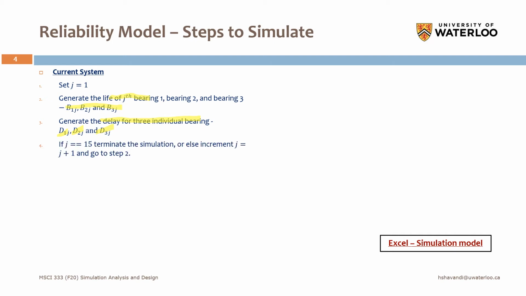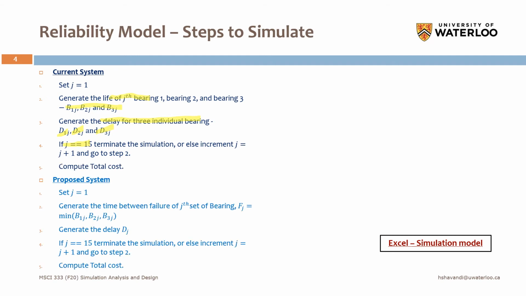And then if j equals 15 for each bearing, I mean in total, then we will terminate the simulation, okay? Other than that, we will go to step 2 and repeat steps 2 to 3, okay? And then we'll compute the total cost. So that's it. That's for the current system.